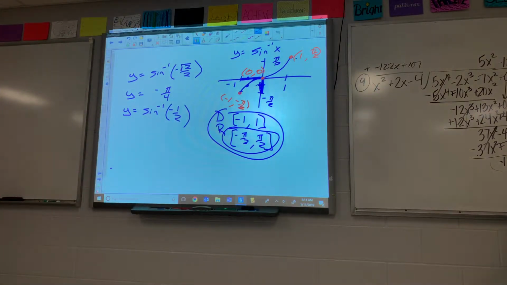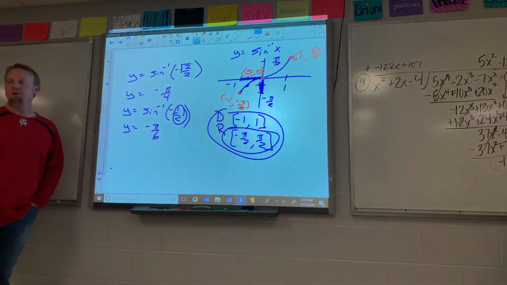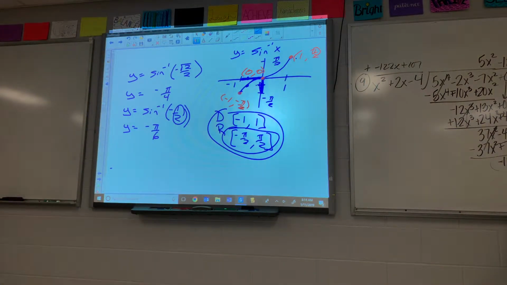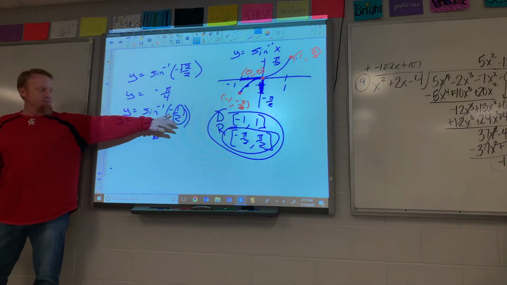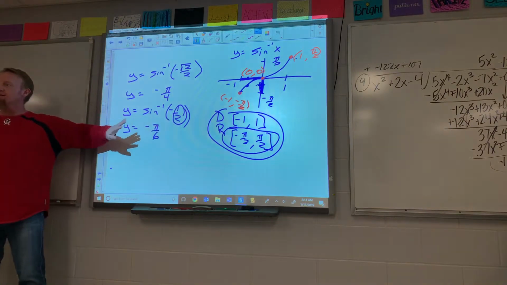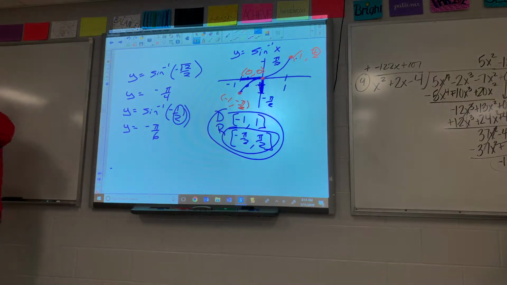So if I throw another one up there, what's my answer to inverse sine of negative 1/2 going to be? It's negative pi over 6. So what you're going to do is use the positive 1/2 to find your match. My match was pi over 6, and the fact that it's negative inside inverse sine tells me that my answer has to be negative. So again, anytime you've got a negative inside of inverse sine, your answer has to be negative. Got it? All right.